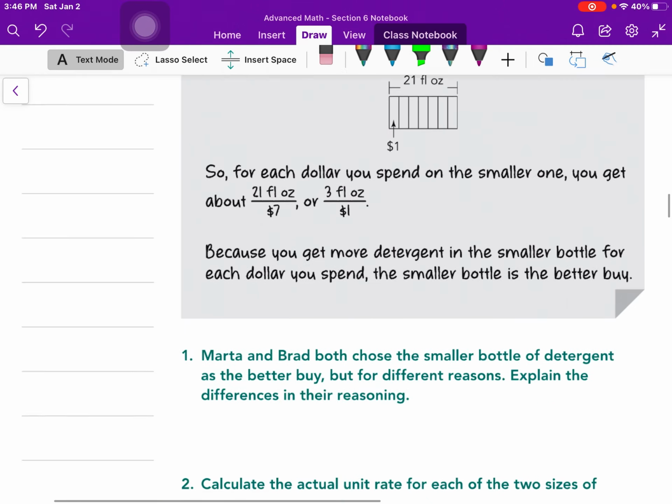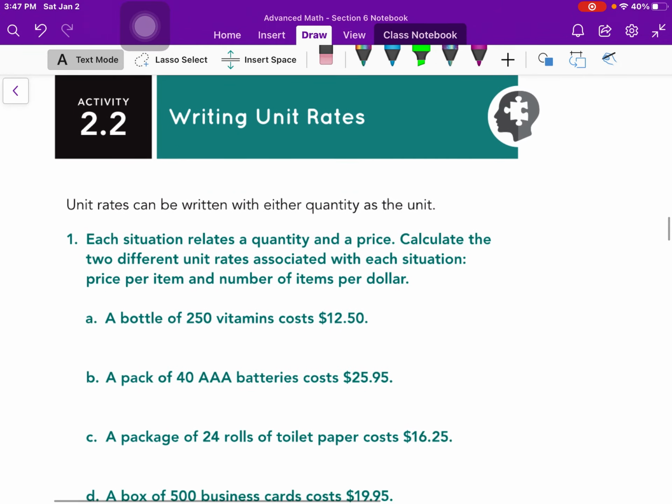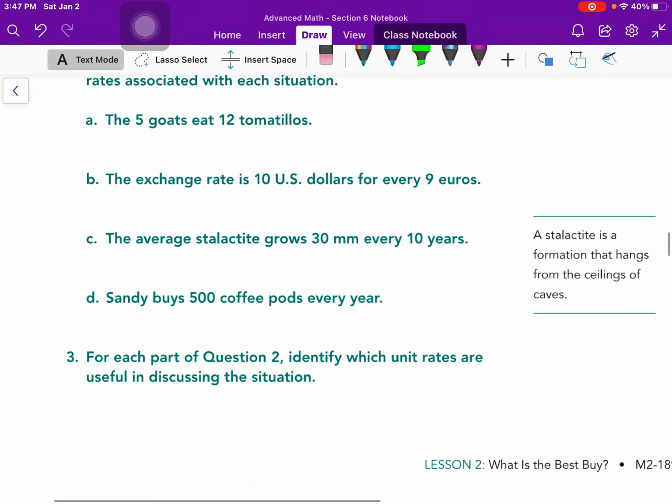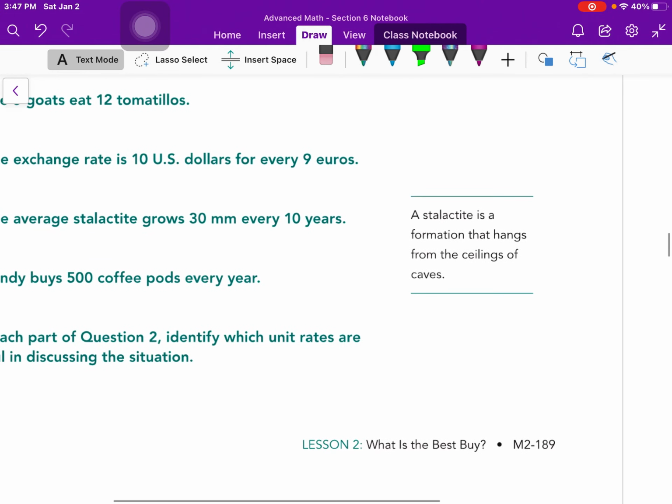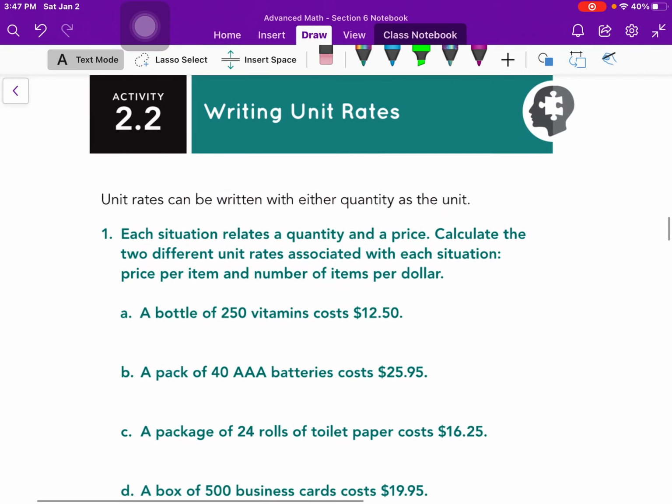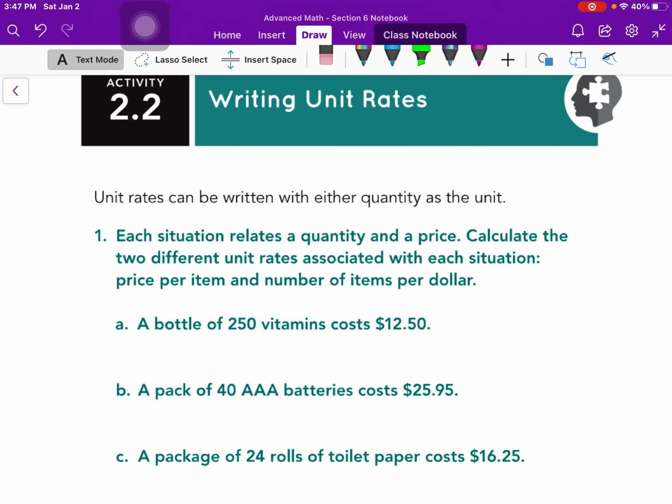Let's skip down and let's get to activity 2.2, writing unit rates. And that's on M2-189. Okay, unit rates can be written with either quantity as the unit. So we're trying to get one of them down to 1. All right, so you can write every single ratio as a unit rate in two different ways. It says each situation relates a quantity and a price. Calculate the two different unit rates associated with each situation, price per item and number of items per dollar.